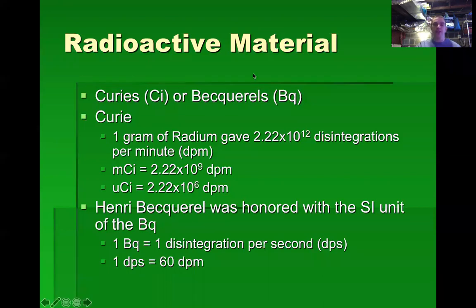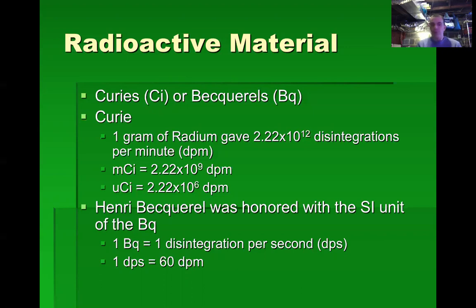So I mentioned that divide between the US units and the SI units. Unfortunately for activity, it's tricky to go back and forth. The Curie is the original unit. It's named after Marie Curie. It's equal to about the disintegrations of 1 gram of radium. So there's about 2.22 times 10 to the 12 disintegrations per minute. So that's a very high activity. That's why very often you'll hear millicurie or microcurie, and you can see that the exponent is modified to reflect the lesser number.